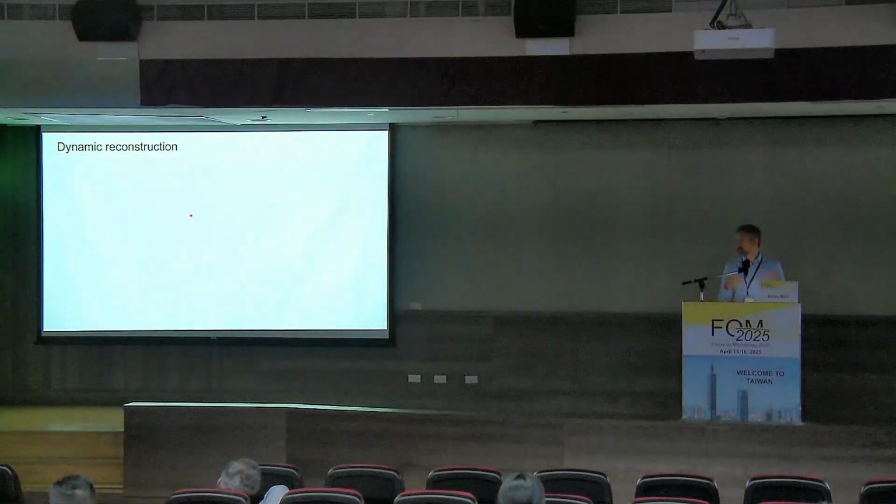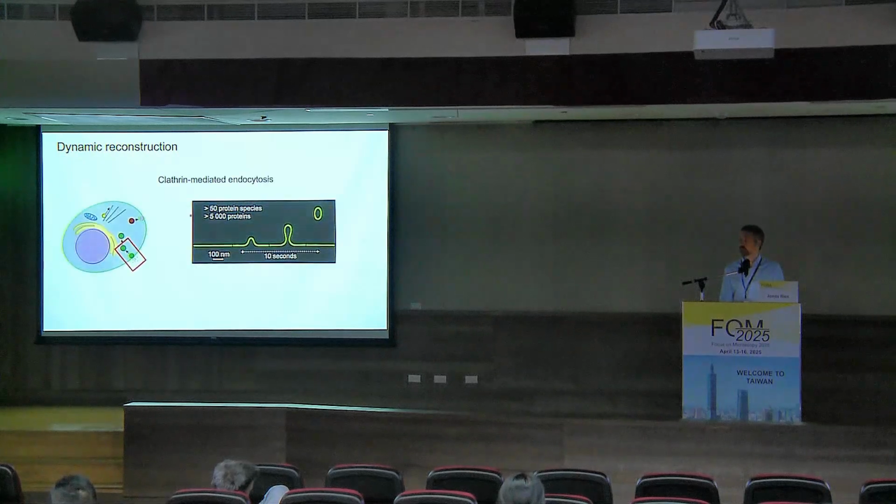So I will now show you a bit how we can extend this kind of averaging to dynamic systems, and we call it dynamic reconstructions. And I will do this on the example of a protein machine that we are quite interested in in the lab. That's the machinery that drives clathrin-mediated endocytosis. So endocytosis is the process by which cells take up molecules from the surface and the environment. It's kind of how cells eat.